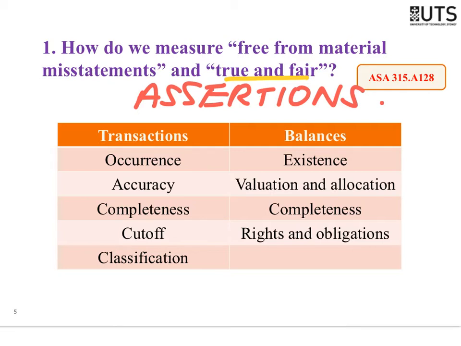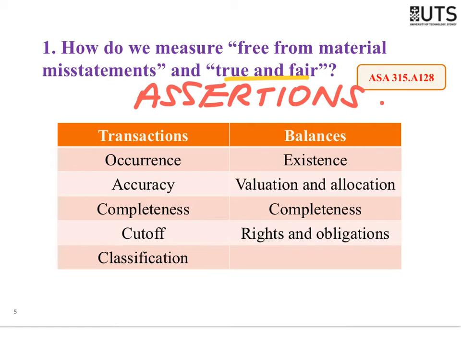Now remember, you've got 5 assertions relating to transactions, and you have 4 of them relating to balances. You've seen this table before, when we went through this in week 4, I believe. We've put it in this order because they're related. Occurrence and existence are related because both of them are fundamentally answering the same question: is it real? Occurrence, did the transaction really occur? Existence, is the asset real? Does it really exist?